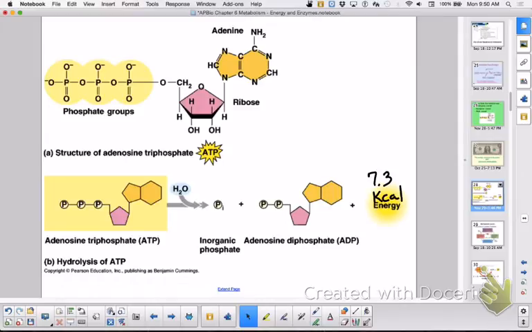When you break off a phosphate from ATP, you get 7.3 kilocalories of energy. That goes in your number 1. Okay, and we have the structure of ATP. It's adenosine, which is an adenine and a ribose, plus three phosphate groups.